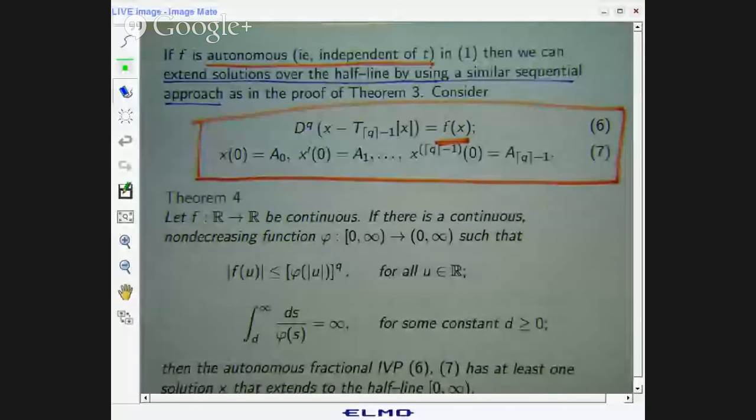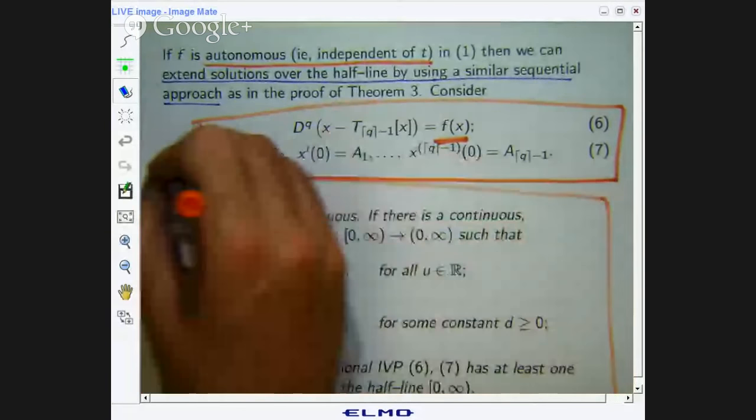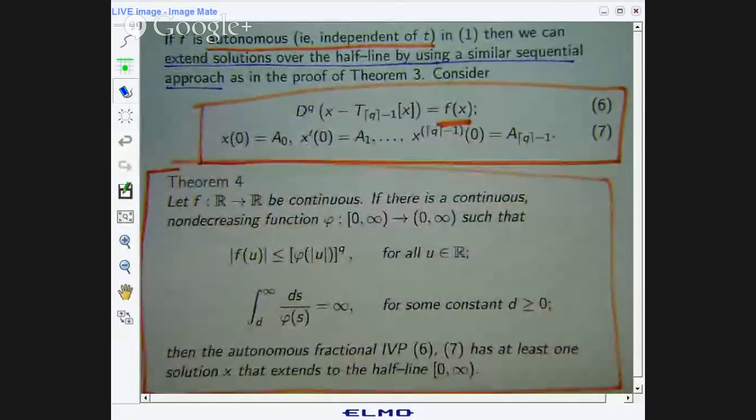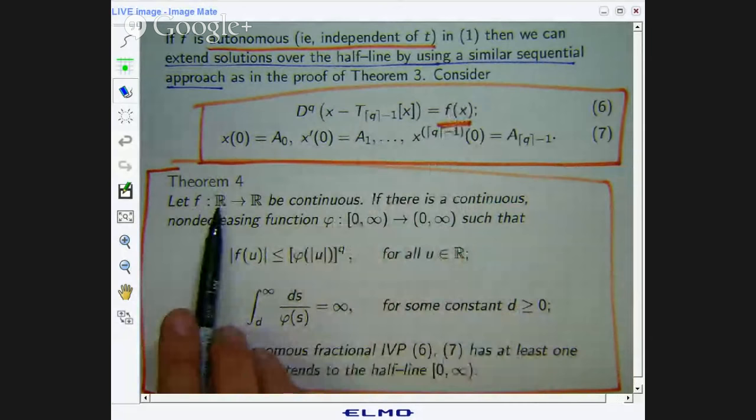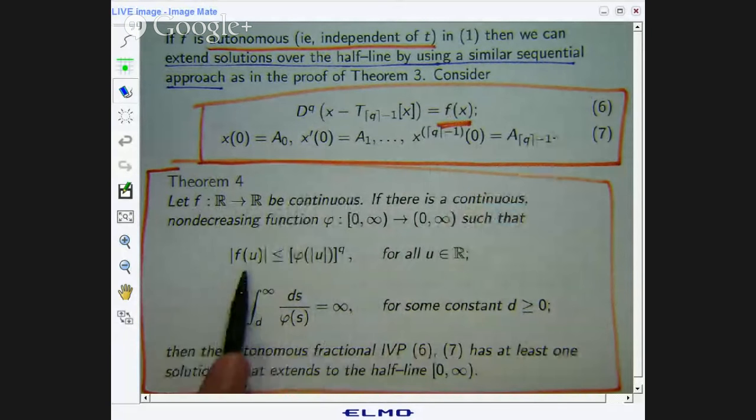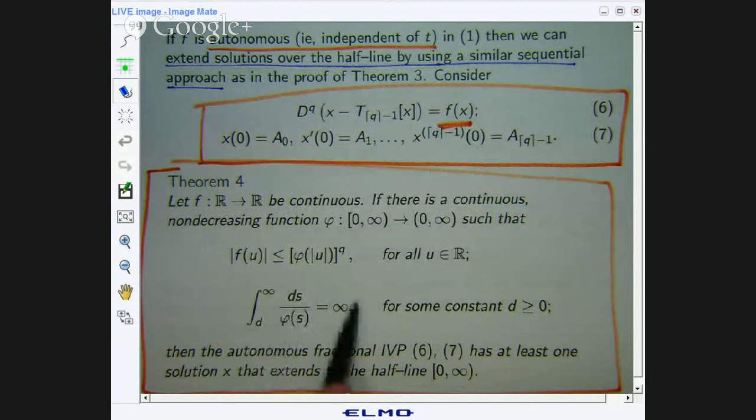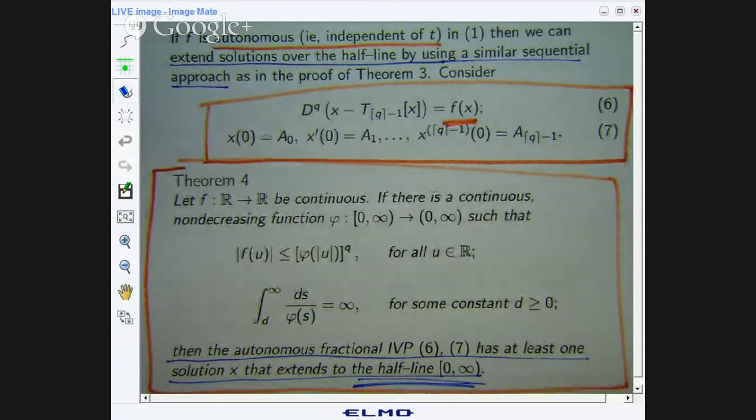All right, here is the main theorem. This is the one that I really like, actually. Theorem 4. Let f, the autonomous f, map the real numbers into the real numbers and let it be continuous. Again, if there's some growth condition on f, note f doesn't depend on t, and the integral condition is satisfied, then the autonomous fractional initial value problem has at least one solution that extends to the whole half line.